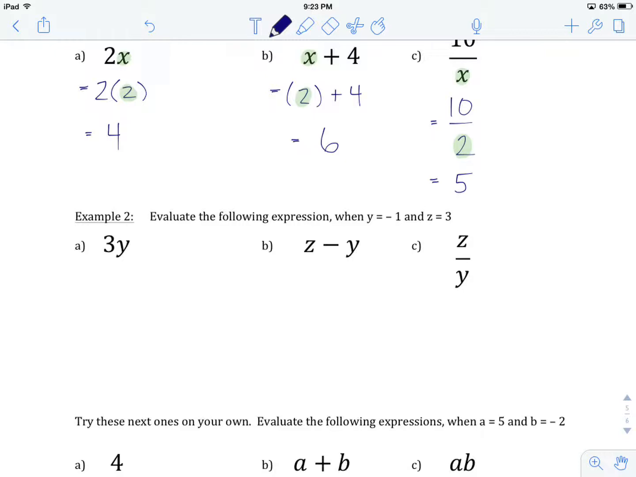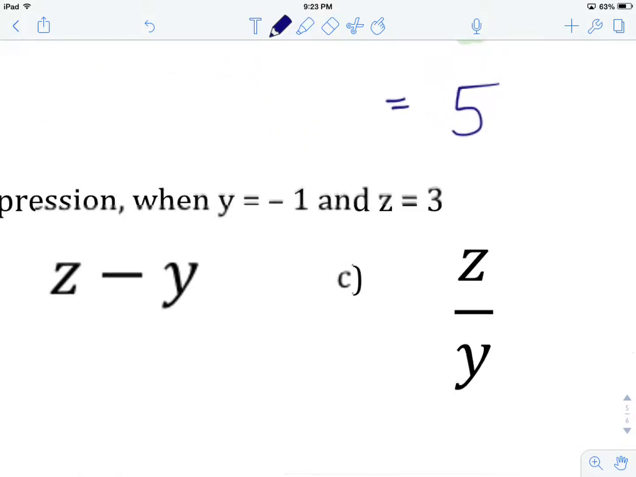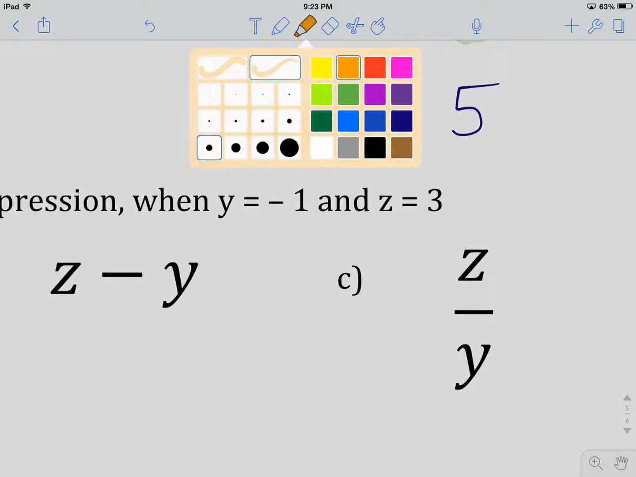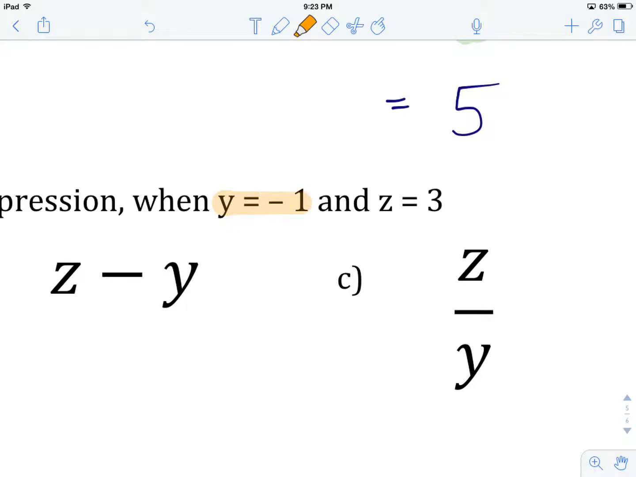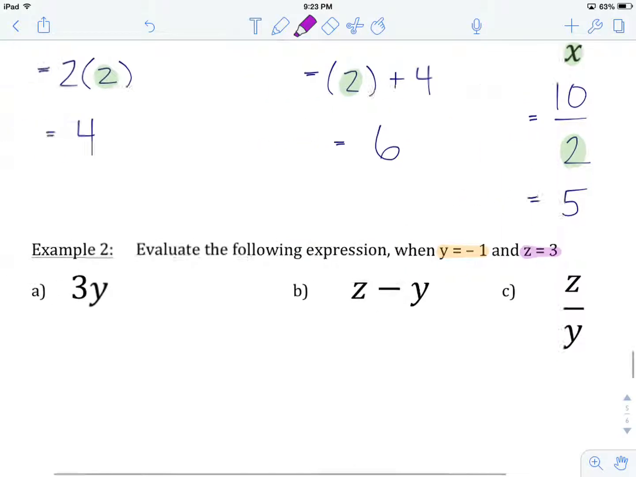This time we're going to substitute in for y and z, two different variables. That's cool, we can handle this. So we have y, I'm going to change up my colors here a little bit. Every time we see a y, we're going to substitute in the value -1. And every time we see the exponent z, we are going to put in the number 3. So let's start at the beginning.